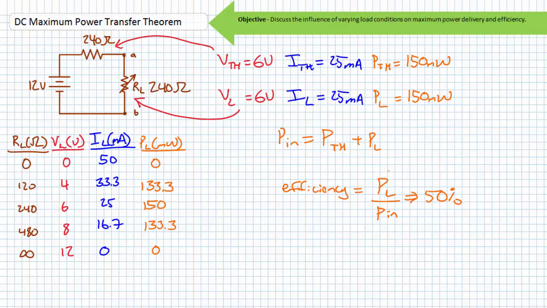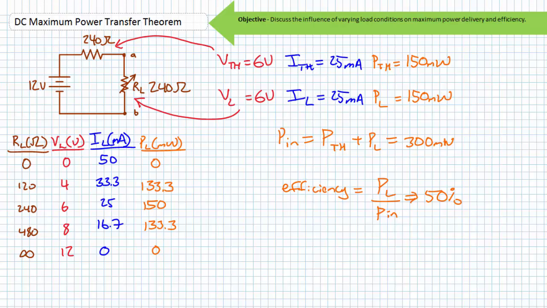At maximum power conditions, the Thevenin equivalent resistance RTH would also drop 6 volts and experience 25 milliamperes of current. This means RTH also dissipates 150 milliwatts of power. This is to suggest that the source is delivering 150 milliwatts of power to both RTH and RL, or 300 milliwatts. Only 150 milliwatts, or 50% of which, is being put to use.